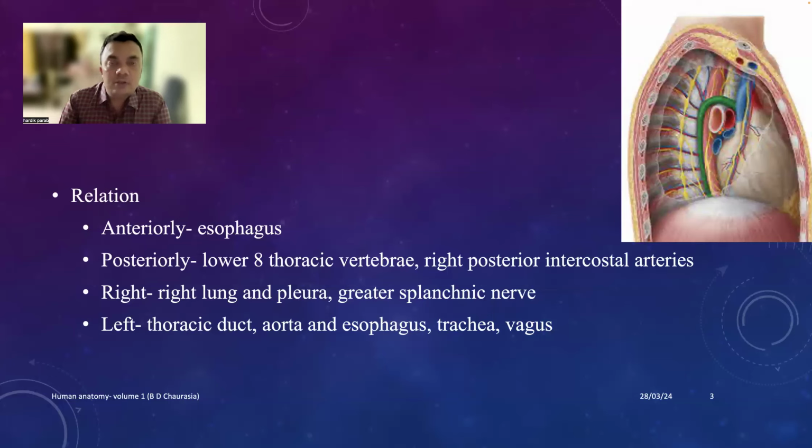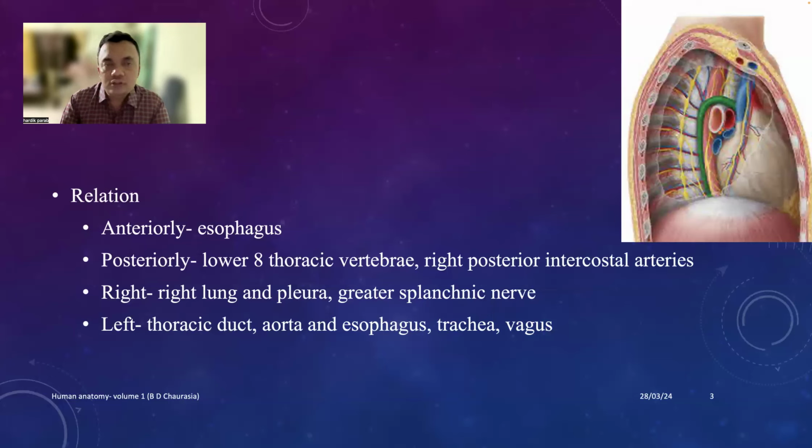It ascends up to the fourth thoracic vertebra. Then it arches forward over the root of the right lung, and it ends by joining the superior vena cava after piercing the pericardium. In that way, you get the whole course of your azygos vein.